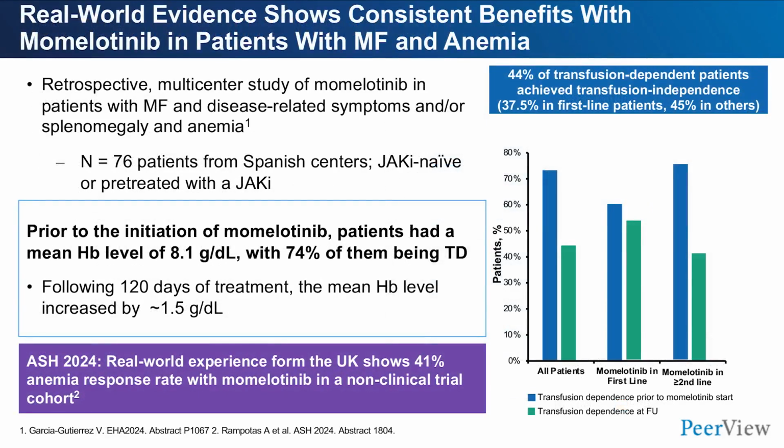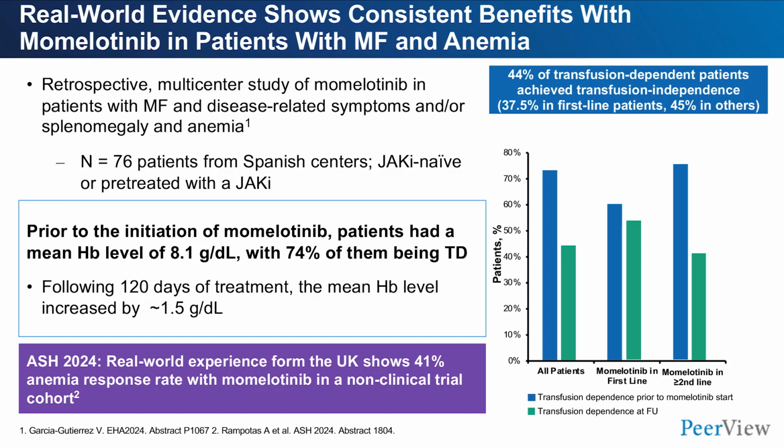But we also have some evidence in the real-world setting. Of course, the real-world setting is quite important because the patient who has access to the new drugs is quite different from that in the clinical trial. This is an experience from a Spanish collaboration: 76 patients treated with momelotinib, some JAK inhibitor-naive and others JAK inhibitor-exposed. The hemoglobin level at baseline was 8.1 and became 9.1 at the end of follow-up, 120 days. And the rate of patients who were transfusion dependent was 74% at baseline, and 44% of the patients became transfusion dependent.